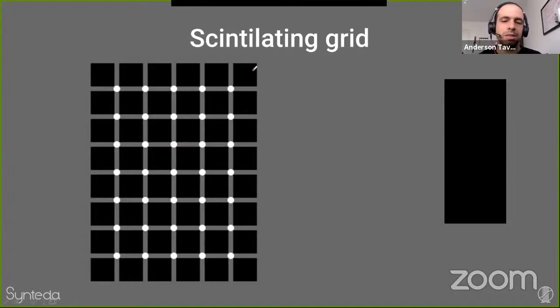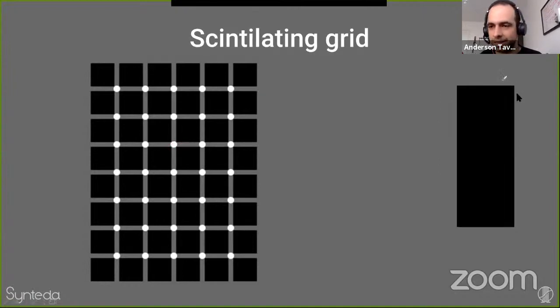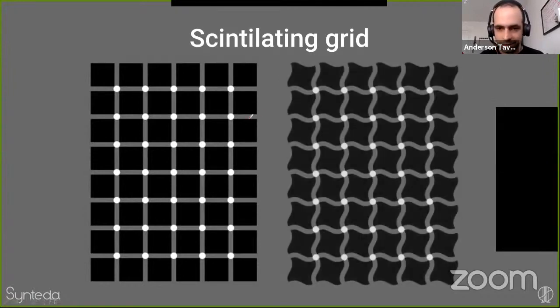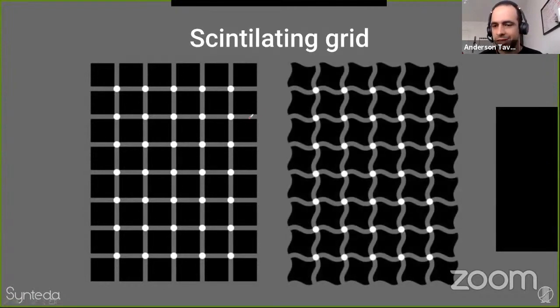But this might not be the whole story, because probably there is more processing, because that other image has no scintillating grid illusion. Or at least I can't see any black spots popping up in other circles.